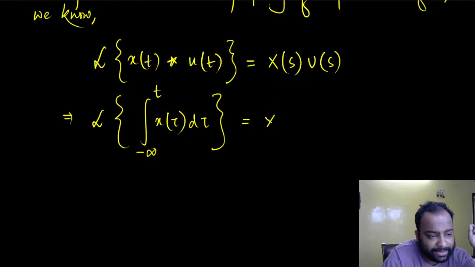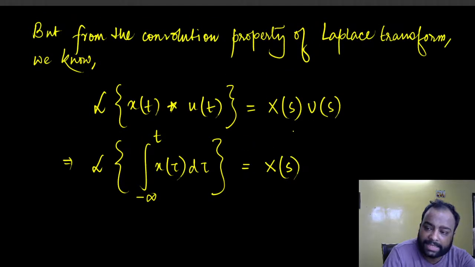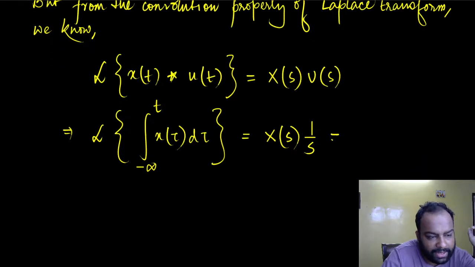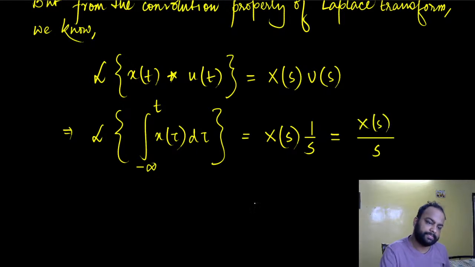So what is X(s)? That's the Laplace transform of x(t). And what is U(s)? I actually know U(s). That's the Laplace transform of u(t). What is the Laplace transform of u(t)? That's 1 by s. So essentially this can be written as X(s) divided by s. So we have completed our proof per se.